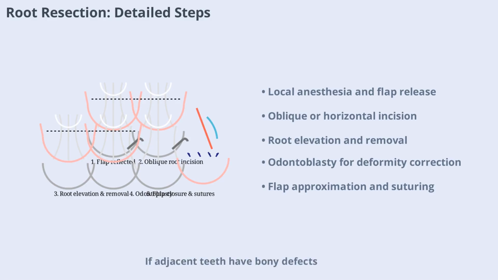If adjacent teeth have bony defects, resective or regenerative procedures are carried out. The flap is then approximated and sutured. Vital resection should use a horizontal incision to minimize exposure of the pulp chamber and reduce postoperative pain.